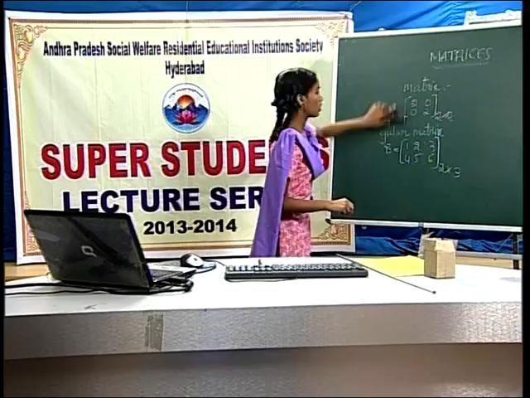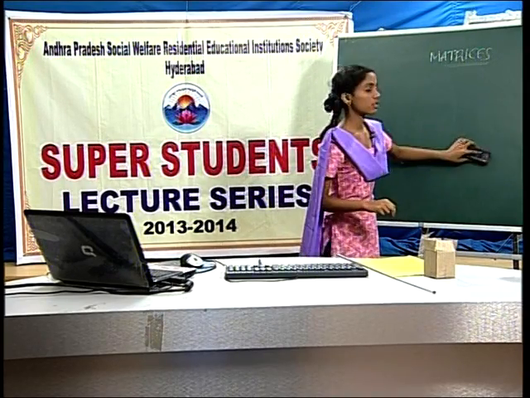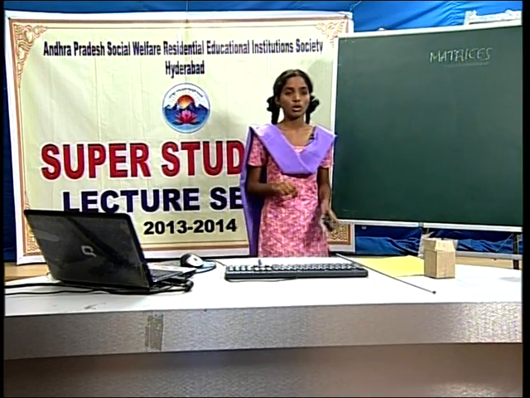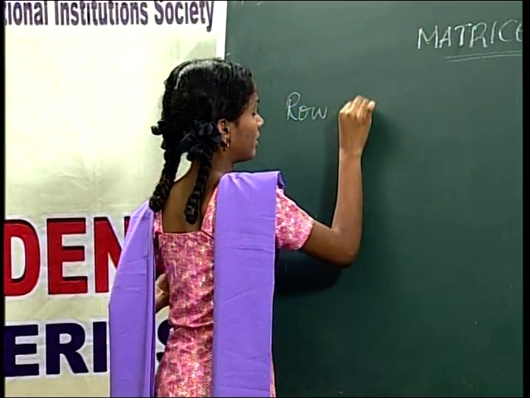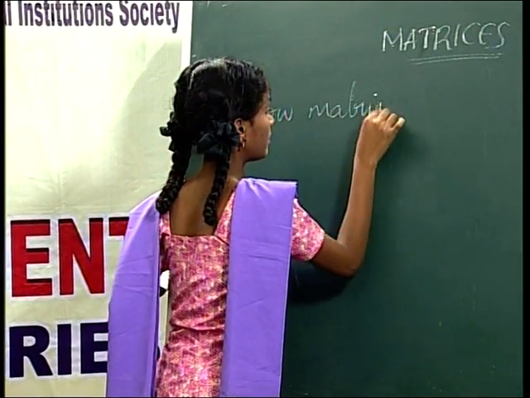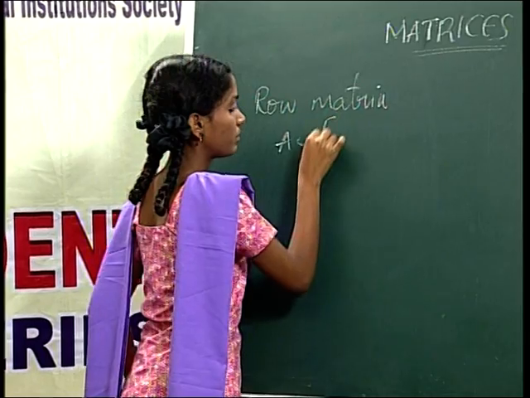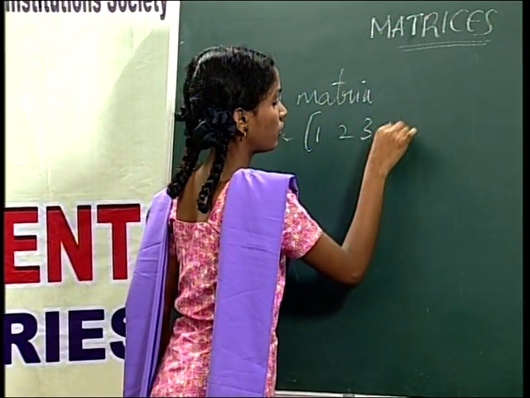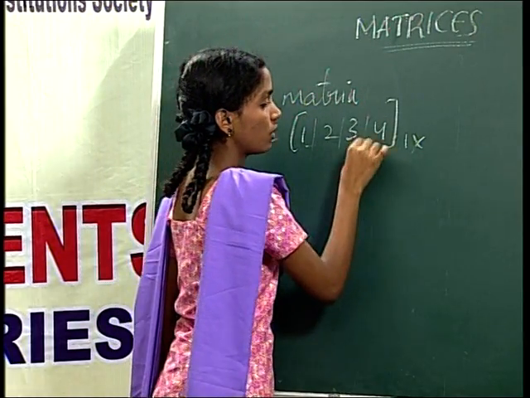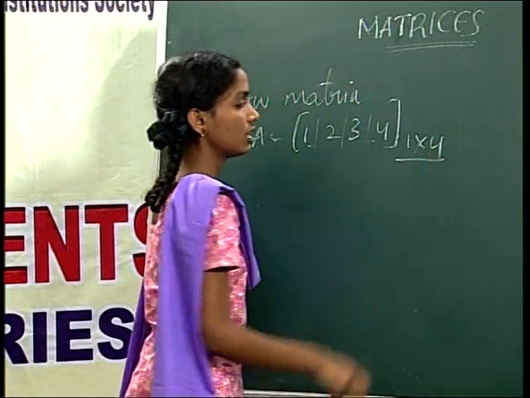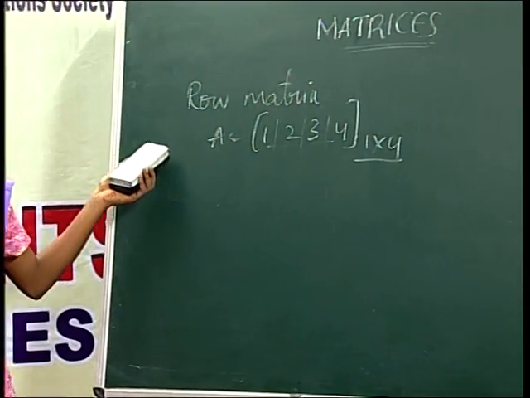Next, row matrix. Row means the horizontal way. When the numbers are arranged in only one row, it is called a row matrix. For example, A equals 1, 2, 3, 4. Here how many rows? Only one row. How many columns? 4 columns. The order of the matrix is 1 by 4. So it is a row matrix.